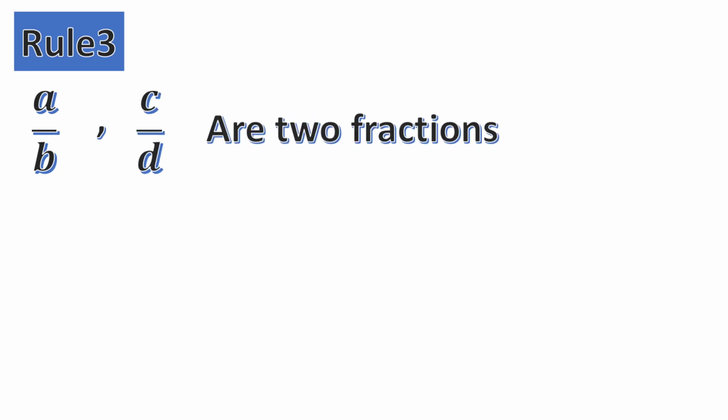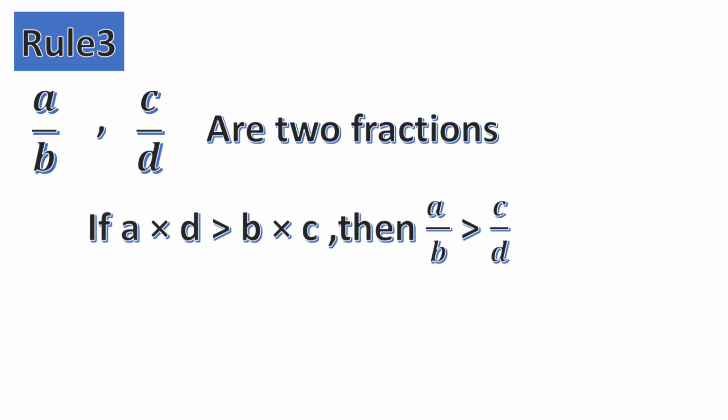Rule 3. If we have a over b and c over d, two fractions, how can we compare between them? Just we will do cross multiplication, a times d and b times c. Then we can compare between the products. We have two products here. Just compare between them. Then we can compare between the two fractions. If a times d is greater than b times c, so the fraction a over b is greater than c over d.